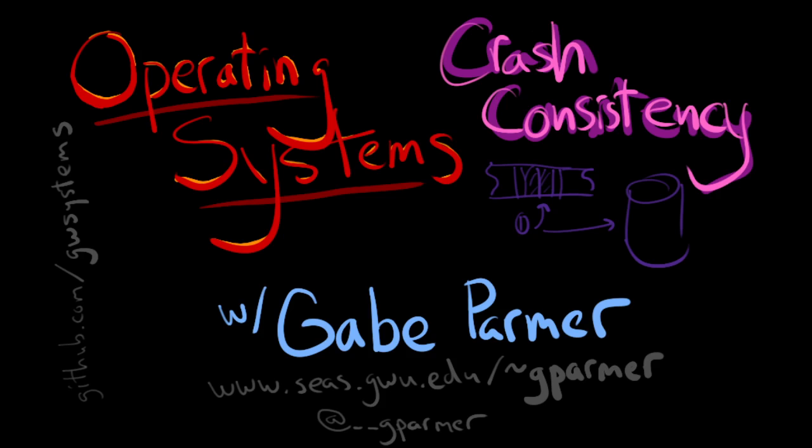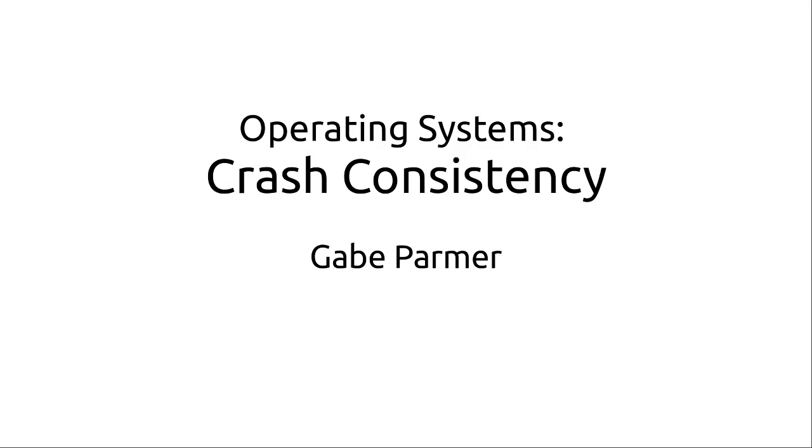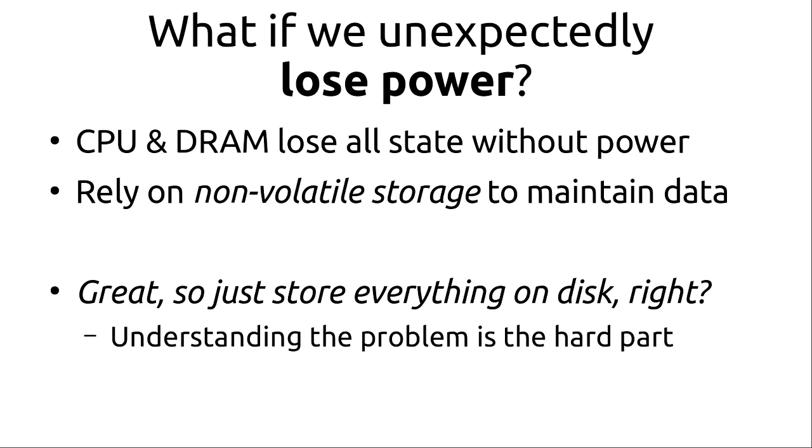Hello operating systems people, this is Gabriel Palmer, and today we're going to be talking about crash consistency. This is something that's very important in file systems and maps very well to how reliable we think file systems are. And the big question that crash consistency is always asking is, what if we unexpectedly lose power?